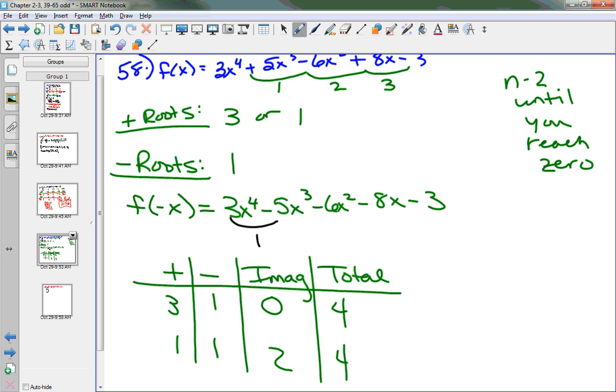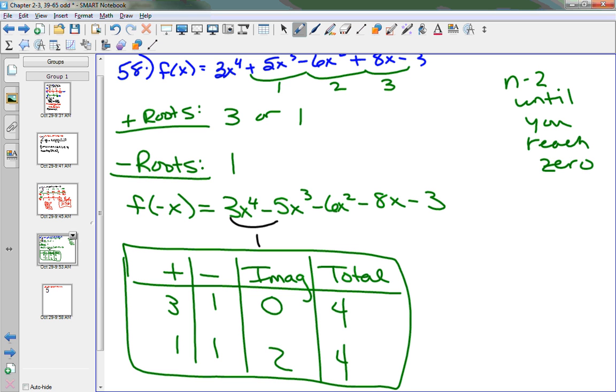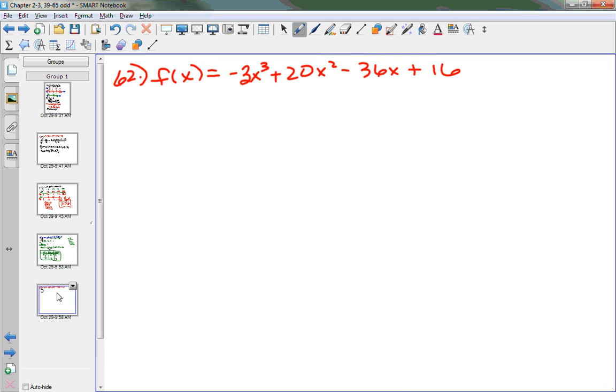Nope, it just says use Descartes' rule of signs to determine the possible number of positive and negative real roots. That's it. This is what I'm looking for, guys. That chart. That chart is important to me. That chart is exactly what the test looks like. Do we understand that? Okay, moving right along for 61 through 65. These are the ones where you're going to have a lot going on with them, okay? So, 62. It says use Descartes' rule of signs to determine the number of positive and negative roots.